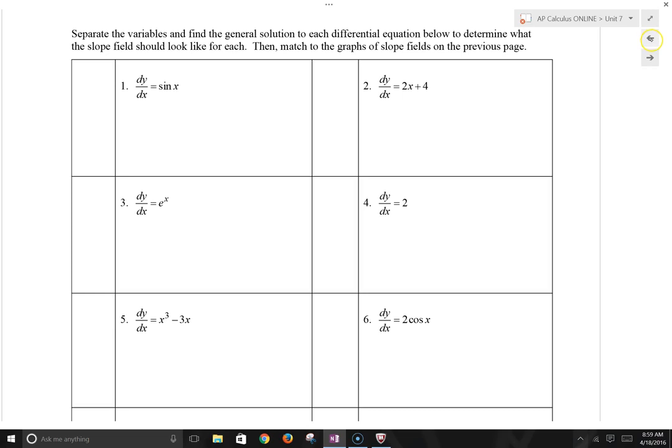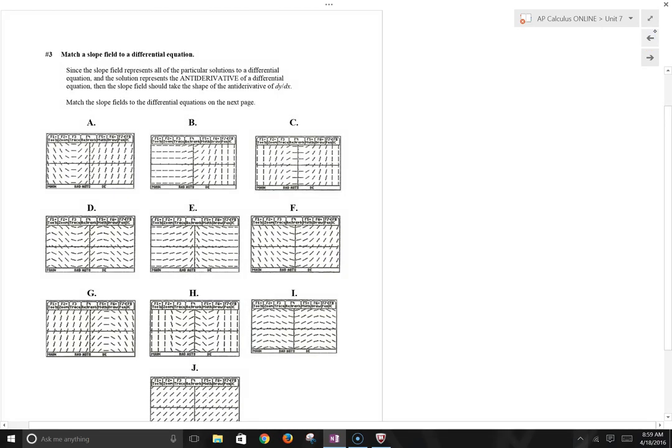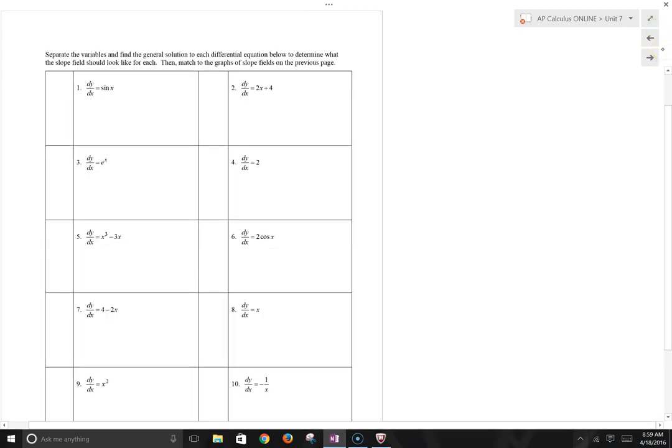That's what I would do if you were in class for this. But I'm going to go ahead and let you match those up, and I am going to give you the answers. So you can cut out each one of these slope fields and cut out each one of these equations. Or you can just have the paper side by side and match them up that way. I'm going to put the answers on this sheet. So pause this now, match them up, and then check your answers.